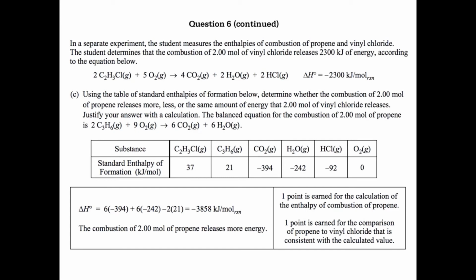So you get 1 point for the correct calculation and 1 point for comparing the value you got in C with the value that they gave you, which is the negative 2,300.